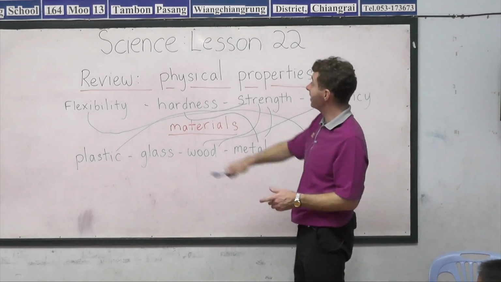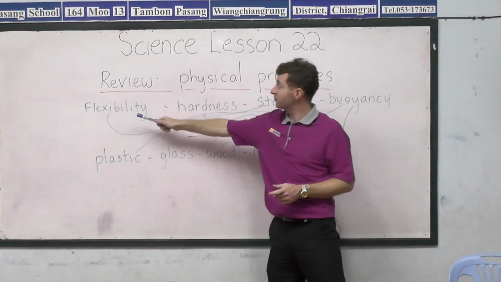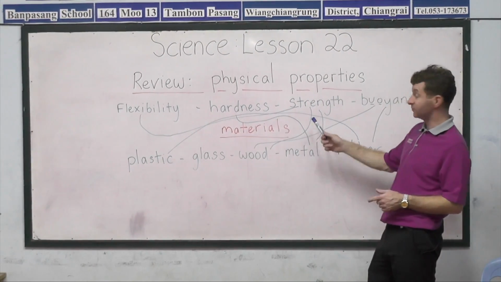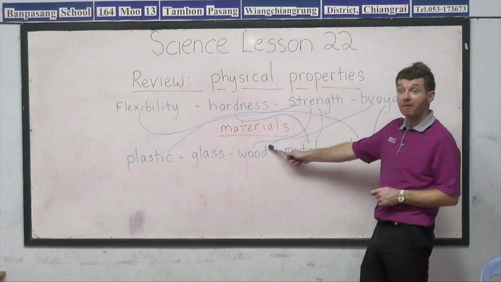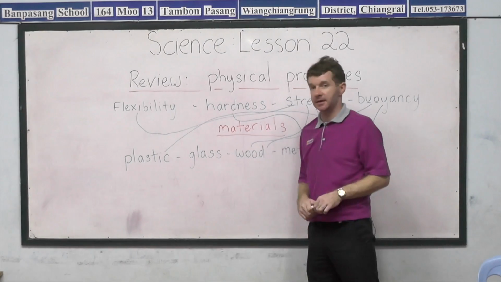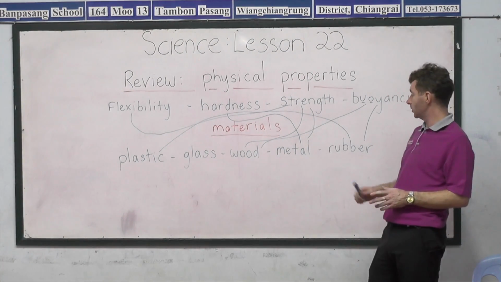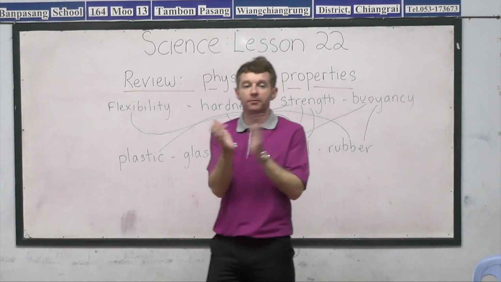So last time, guys, physical properties: flexibility, hardness, strength, buoyancy. Materials: plastic, glass, wood, metal, rubber. Rounds of applause. Well done. Well remembered.